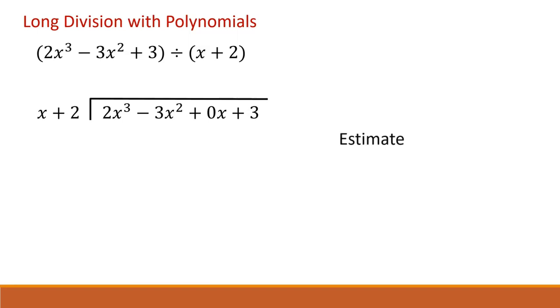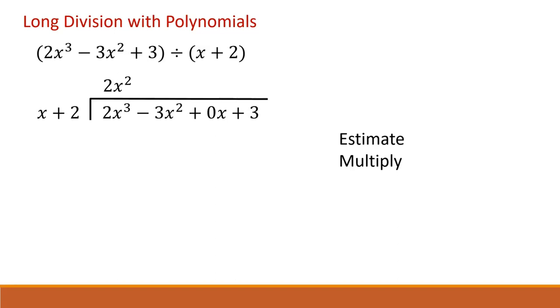So let's get started. The first step is to estimate. Now, how much of these polynomials do we have to look at to make that estimate? Well, as it turns out, you only need to look at the first terms of the dividend and the divisor. Now, here's where we're going to do a little bit of rewording for the estimate. Instead of saying, how many times does x go into 2x to the third, we're going to reword that and say x times what would give us 2x to the third. That's an easier question to answer. It's 2x squared.